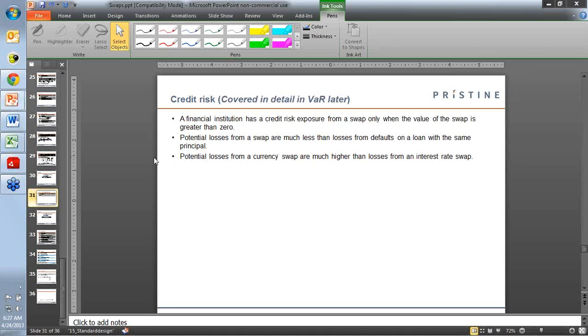Potential losses from a currency swap are much higher than losses from an interest rate swap. This is primarily because of the payment of the principal that is exchanged at the end of the swap, at the termination of the swap contract. In the interest rate swap, there is no exchange of the principal; it is only notional, and the principal is used only to determine the value of the payments that will be exchanged between the two parties engaging in the swap.